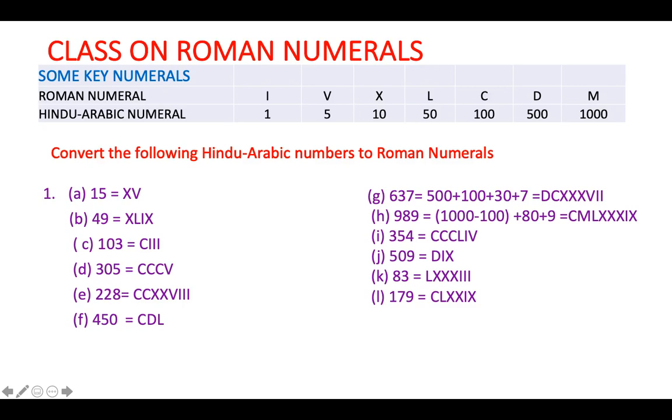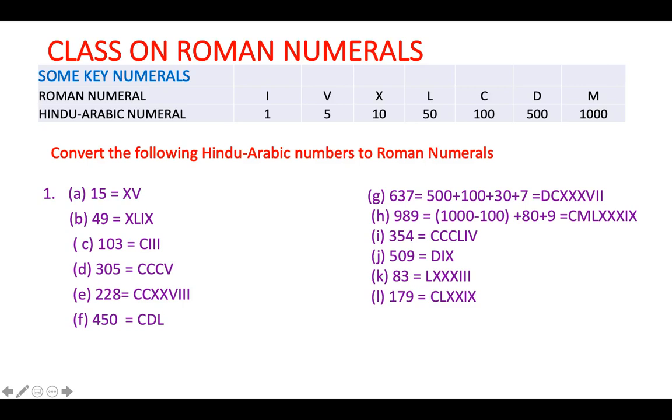Whenever you require, you can take the help of these Roman numerals, but not all the time, because it will not be available in your examination copy. So you have to memorize. Again I am repeating: 1 looks like capital I, 5 looks like capital V, 10 looks like capital X, 50 looks like capital L, 100 looks like capital C, 500 looks like capital D, and 1000 looks like capital M.